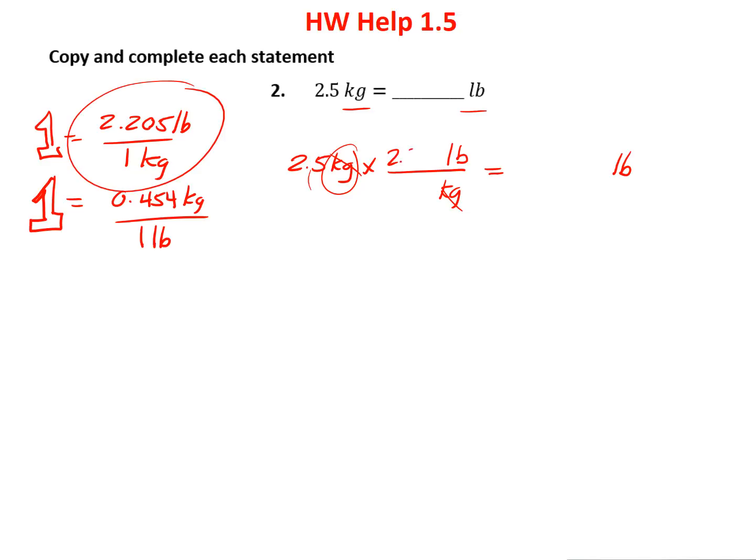So I'm going to have 2.205 times 1, and now we'll get out our calculator here, and 2.5 times 2.205 equals, and I get 5.5125. Let's round off to the nearest tenth, and so this is going to be about 5.5 pounds. So I'm going to put 5.5 pounds as my answer.